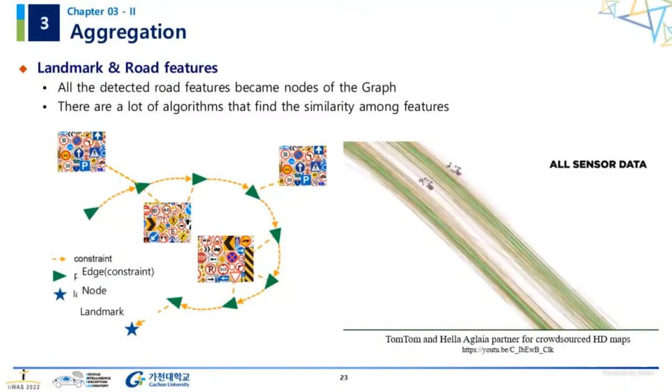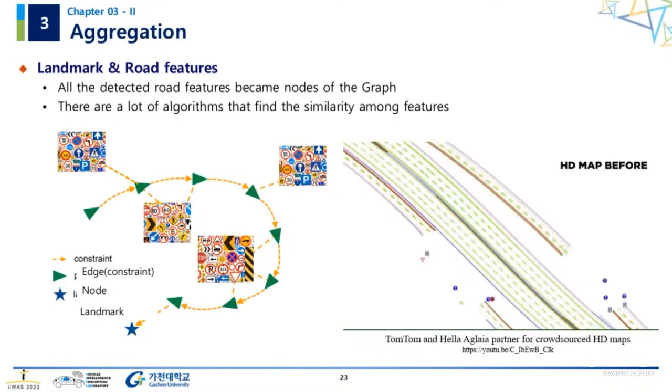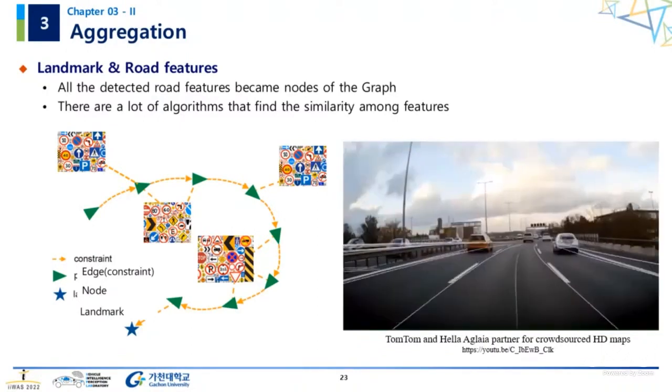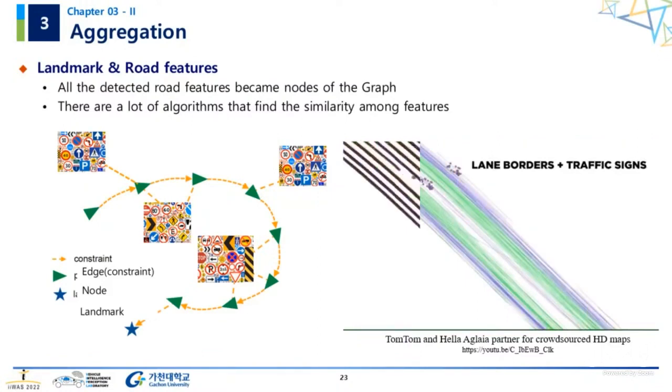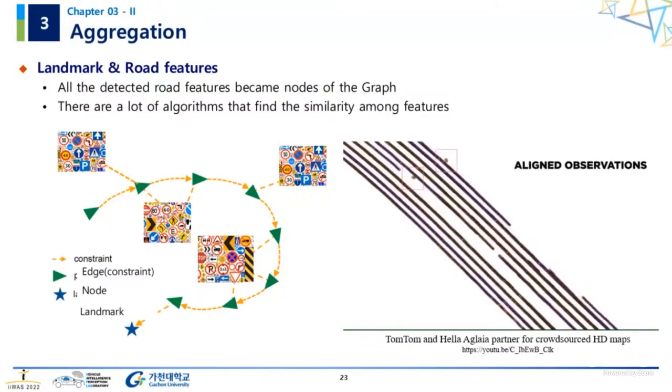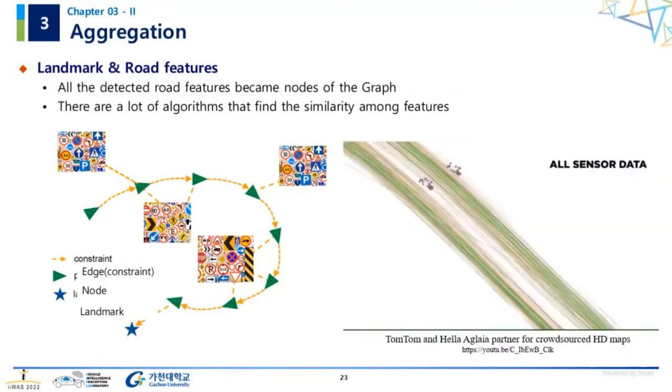Therefore, through the structure of such a GraphSLAM, the feature information collected by each vehicle is used as a landmark, and the data processing is completed by using the locations of different vehicles as nodes. Then, as shown in the image on the right, complex data provided by multiple vehicles can be converged into meaningful single data. This can be seen as the final map of crowdsourced mapping.